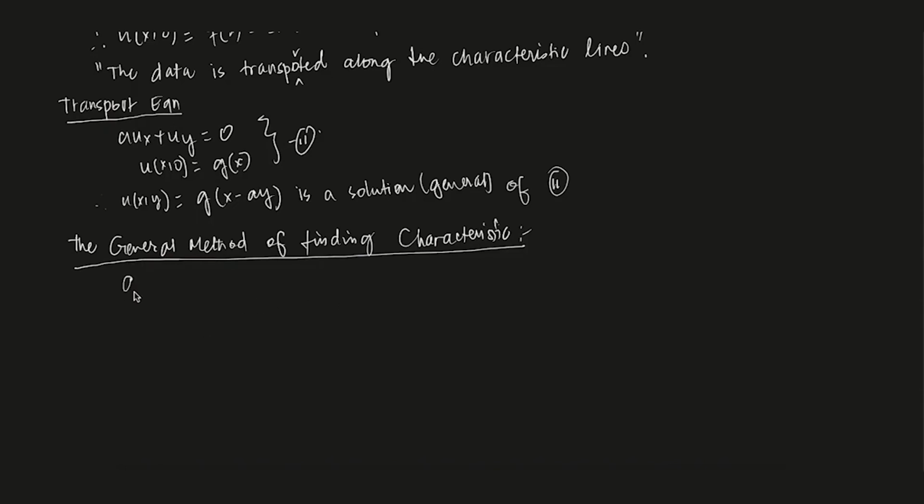Let's look at this equation: a of xy u_x plus b of xy u_y equals c of xy. Let's just assume it to be a semi-linear equation, c of x y u, it does not matter. Let's assume that the initial condition is given as u at x0 is g of x. So I am starting out with a semi-linear equation which looks like this: a of xy u_x plus b of xy u_y equals c of xy u.